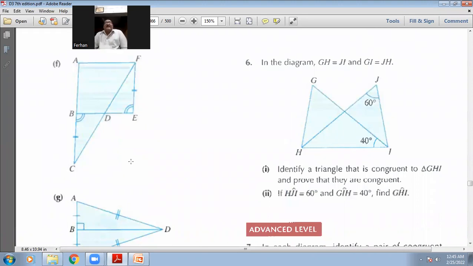So question number 6. In the diagram, GH is equal to GI, and GI is equal to JH. So here we are talking about these two triangles, triangle JHI and GIH. Identify a triangle that is congruent to triangle GHI. They are talking about this big triangle GHI.